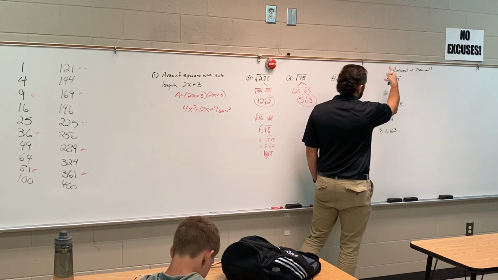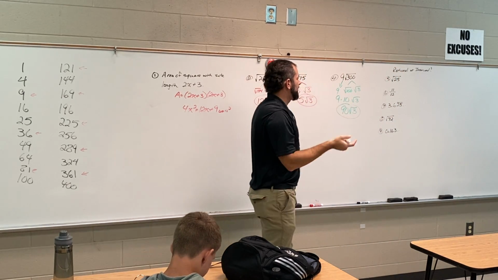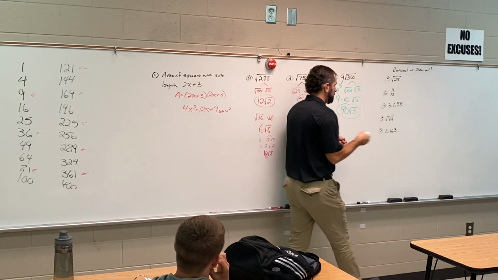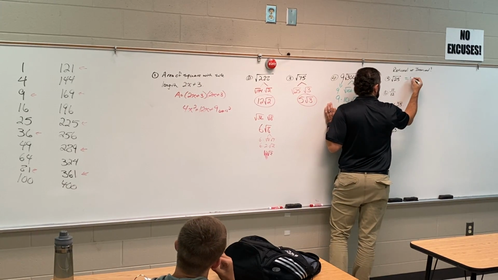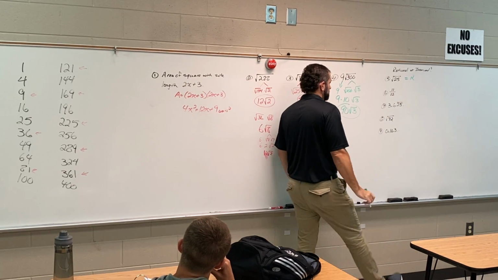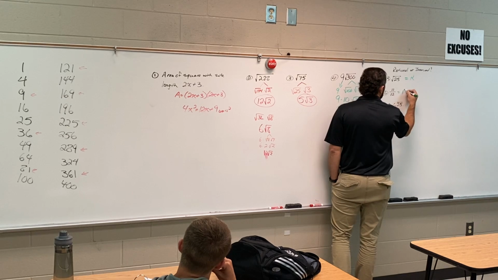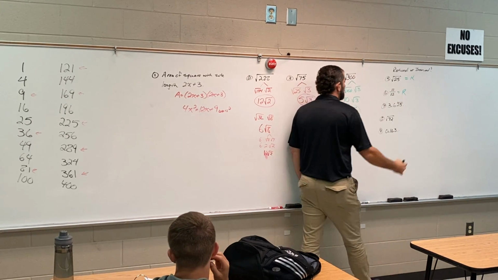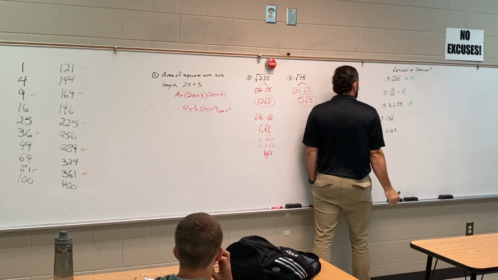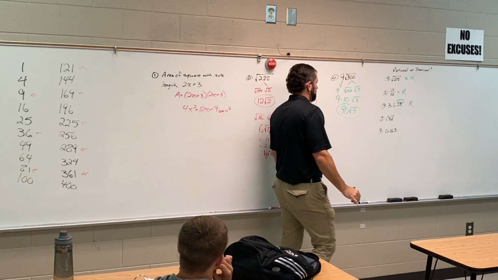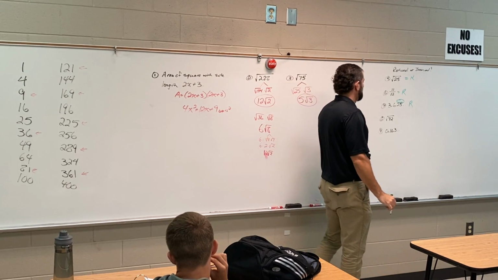All right, so 5, 6, 7, 8, 9. We have to figure out whether it's rational or irrational. So number 5, rational or irrational? Why is it rational? Because the square root of 25 is 5. Very good. Number 6, rational or irrational? It is rational. Number 7, rational or irrational? Why is it rational? Because it repeats. That bar right there means it repeats, so it's rational.